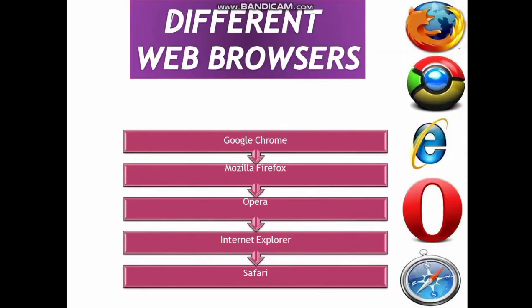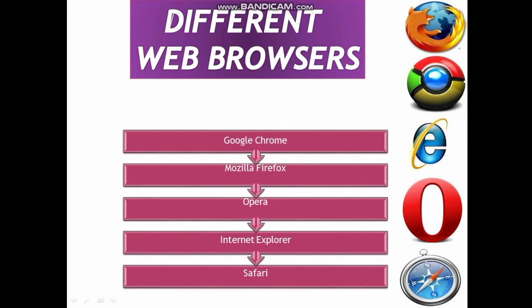So here we have a list of web browsers. Here on the screen you can see the first one is Google Chrome. So can you tell me which icon is for Google Chrome? This or this or this? Right, this is for Google Chrome.